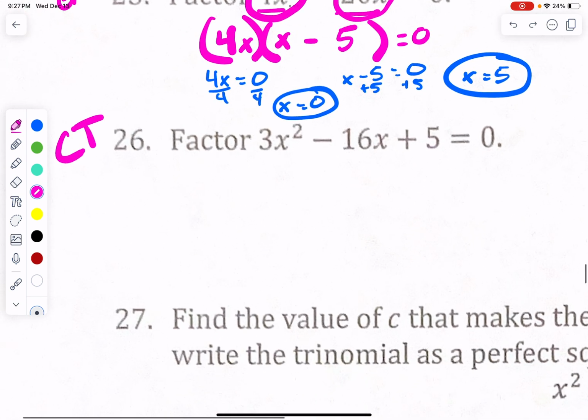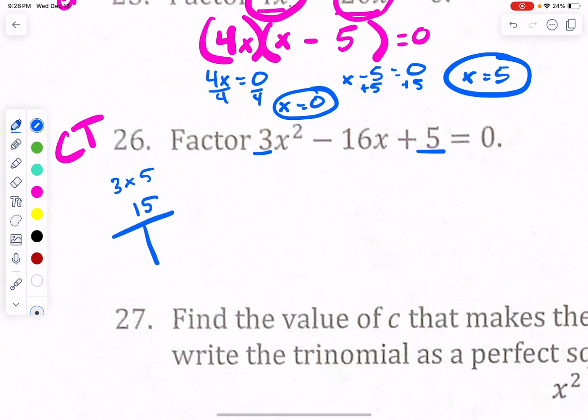So when we're doing a complex trinomial, we take the first number and multiply by the last number. So 3 times 5 is 15. And then I want to find numbers that multiply to give me 15, but when I add them, give me negative 16. So I could do 1 and 15, I could do 3 and 5, and those are my only numbers that I can choose. But the numbers that I want to make 16 are going to be 1 and 15. If I want it to be negative 16, I'm going to do negative 1 and negative 15.